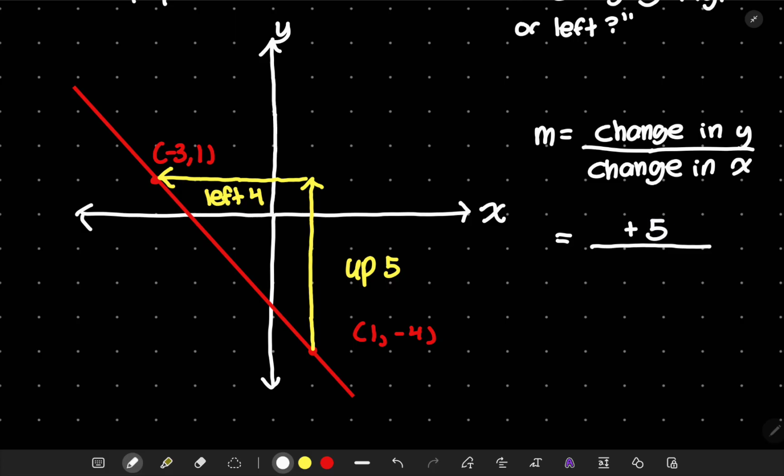This time it's a little bit different. If I see here, my x value, the first number, is 1, but then my second value is negative 3. I'm going from a positive number to a negative number, so it's not positive anymore. It's going to be negative. So I'm going to put negative 4, which means that when I mention the word left, it means negative.